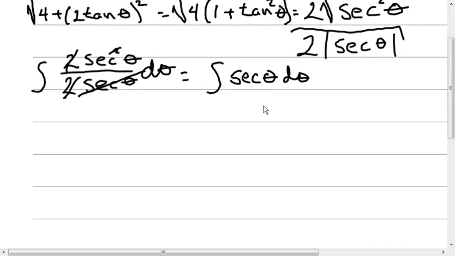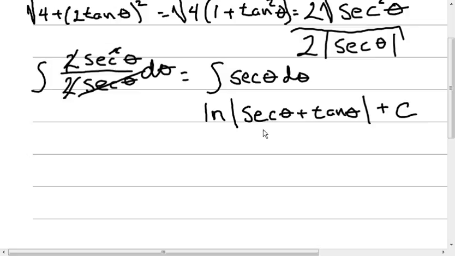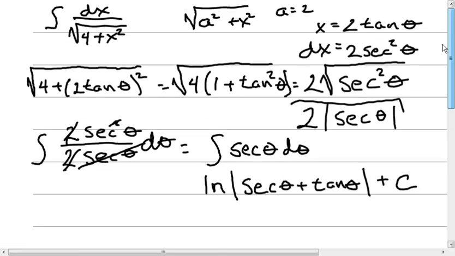Now this antiderivative is one of those that you're just going to have to memorize. Get flashcards and work hard. It's going to be log of the absolute value of secant theta plus tangent theta, plus a constant. Now, you're not done yet, because remember the initial problem was in terms of x. This is in terms of theta. We've got to substitute back in.